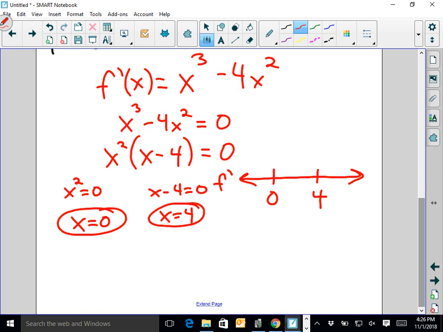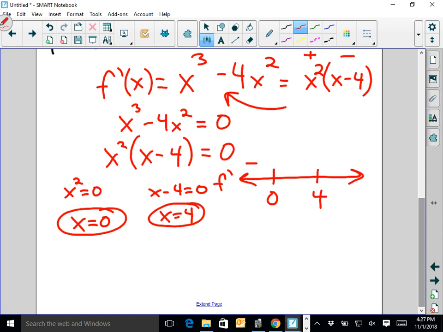You're welcome to use this, but I always like using a factored form just for testing. So I'm going to use the factored form of x squared times x minus 4, because these are the same thing. So when I try negative 1, when I square negative 1, I'm obviously going to get a positive number. When I plug negative 1 into x minus 4, negative 1 minus 4 is negative 5. That's a negative number. And I have a positive times a negative, so I get a negative for this region.